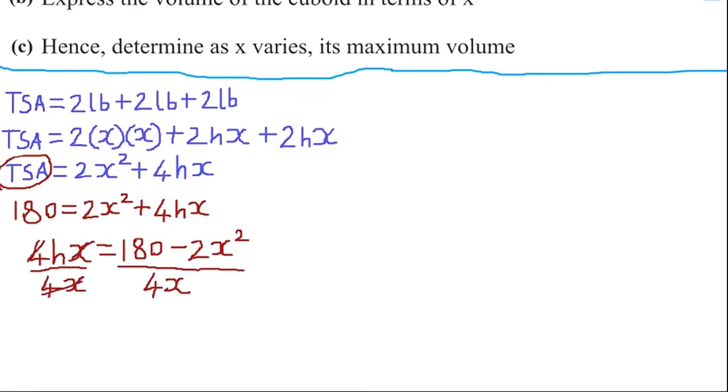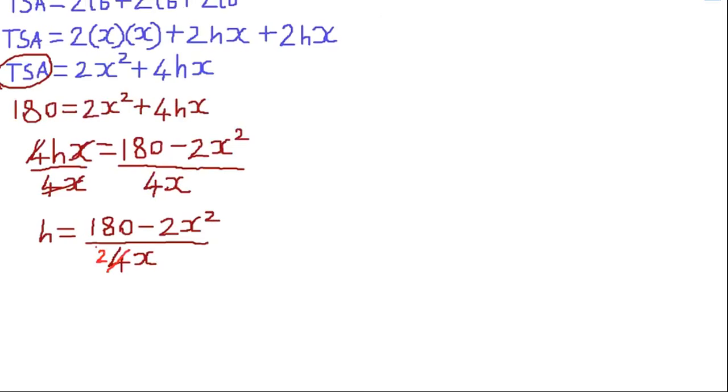So those will cancel out, and then we are going to remain with h. So therefore h will be 180 minus 2x squared over 4x. Again, we have to look for a number which can go in 180, which can also go in negative 2x squared, and which can also go in 4x. And then we found that number to be 2.